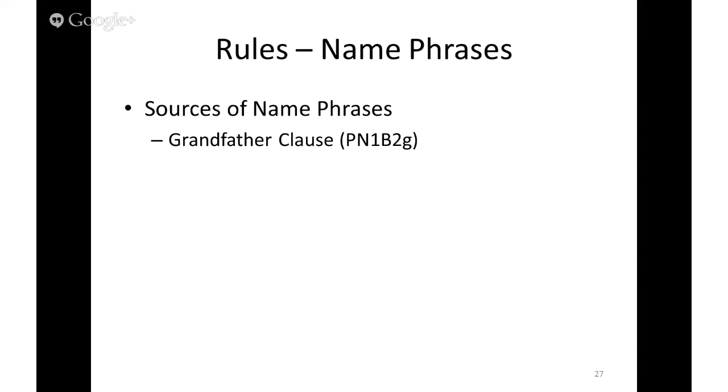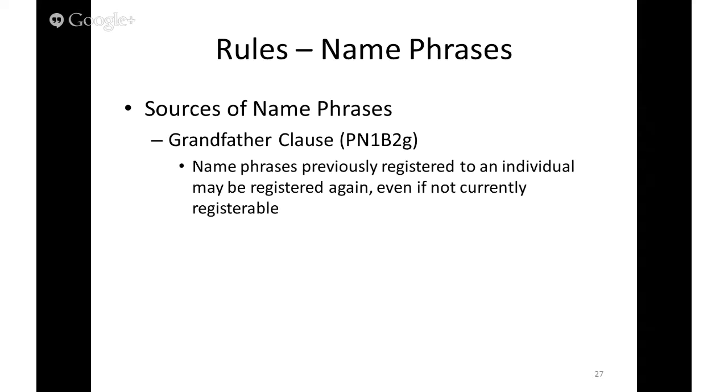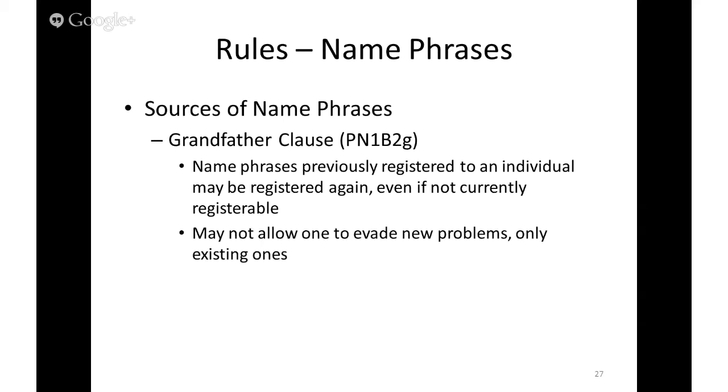We also have something called the grandfather clause, which basically says name phrases previously registered to an individual may be registered again, even if they're not currently registered. Basically, once you've registered something, not only is it yours forever, you can use parts of it as well. You cannot evade new problems that the name creates, only existing ones.